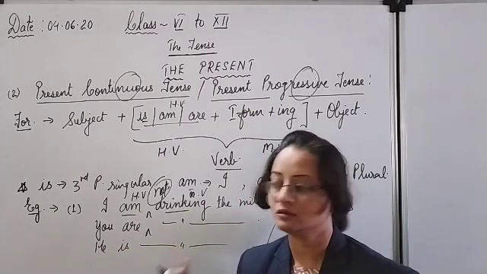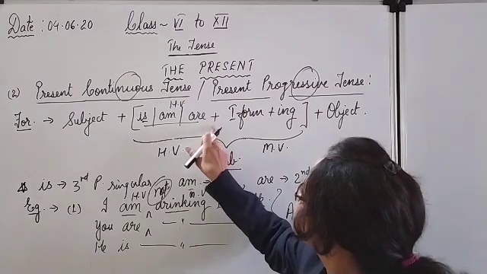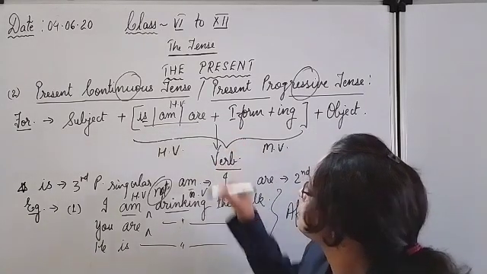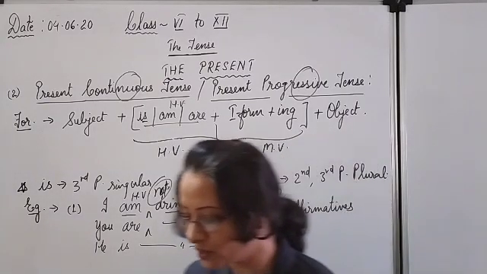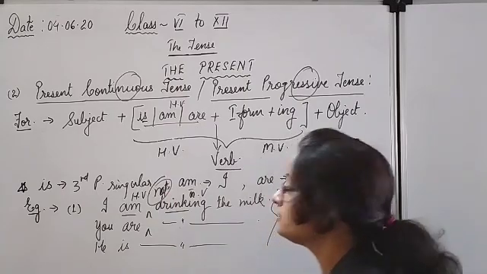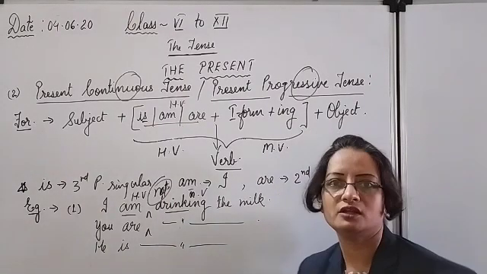Not drinking the milk. He is not drinking the milk. So here we have to place not. Okay. Then negatives are over. Now we have to see the interrogatives. See how to make the interrogatives.